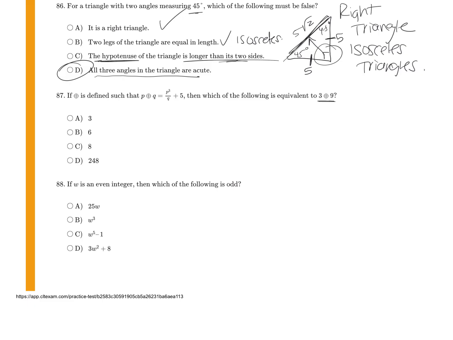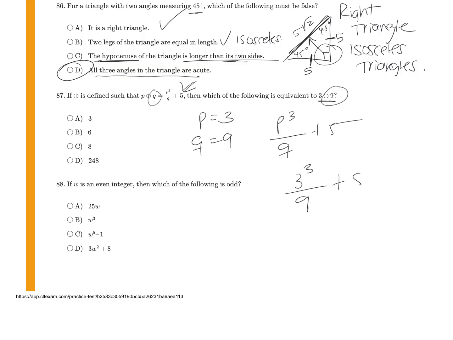3 is in front of the little circle with the square, so that means P equals 3. Q is equal to 9 because it's in the same spot. It's after the little cross circle thingy. And then we just take these numbers and plug them into the formula. So instead of writing P to the third over Q plus 5, we're going to do 3 to the third over 9 plus 5.